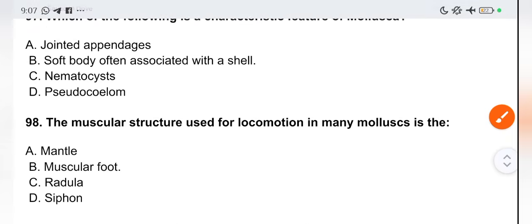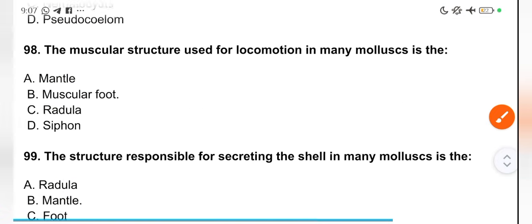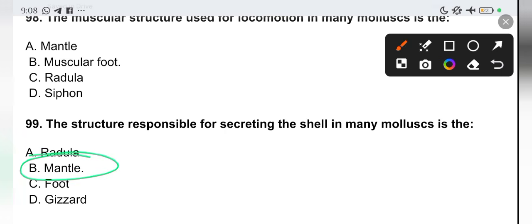The muscular structure used for locomotion in many mollusks is known as the muscular foot. Please take note. I know you might be tempted to go and say it's mantle or radula. Please, this is muscular foot. Okay, that's why I say you should use the organism as example. 99. The structure responsible for secreting the shell in many mollusks is known as the mantle.